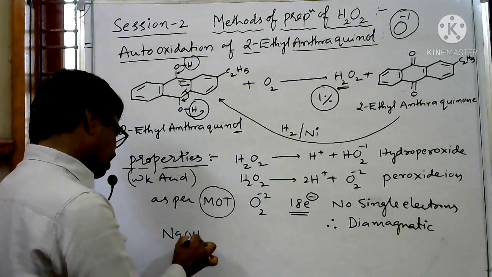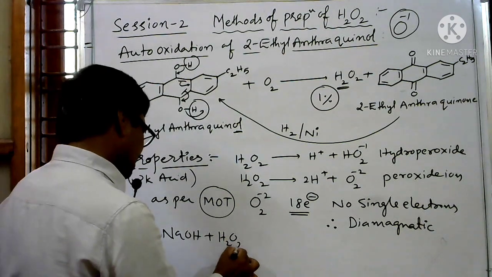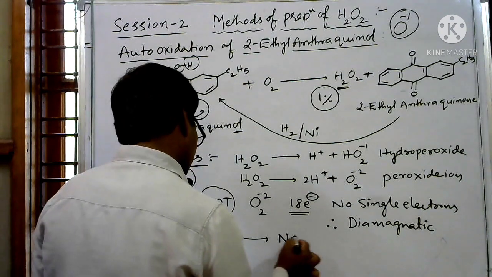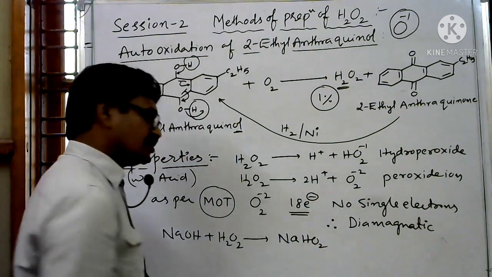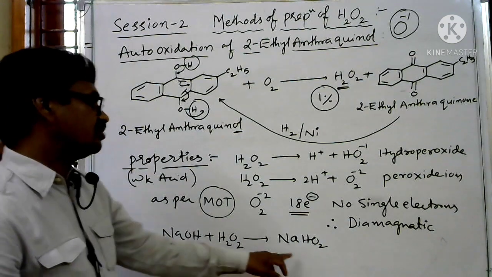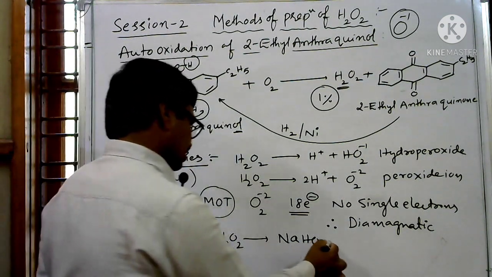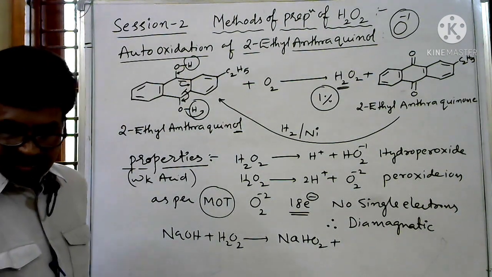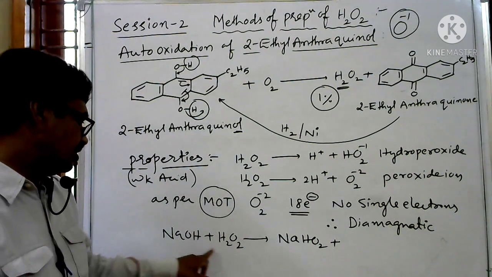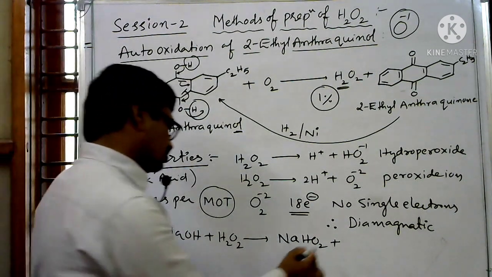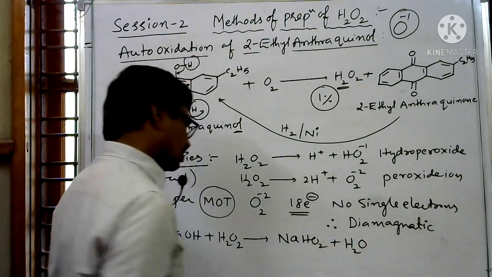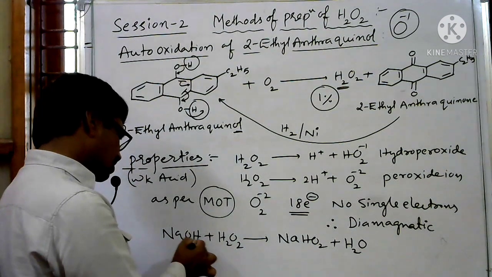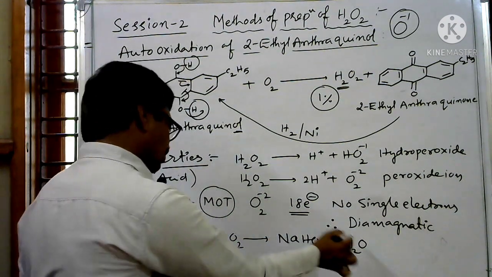Whenever H2O2 reacts with sodium hydroxide, as per this reaction, it may give NaHO2, sodium hydroperoxide, and it releases an H plus ion. Otherwise, we can write NaHO2. Here hydrogen, here hydrogen. So H plus ion released means we can get a water molecule, because one hydrogen of H2O2 combines with one OH group, giving sodium hydroperoxide and water.